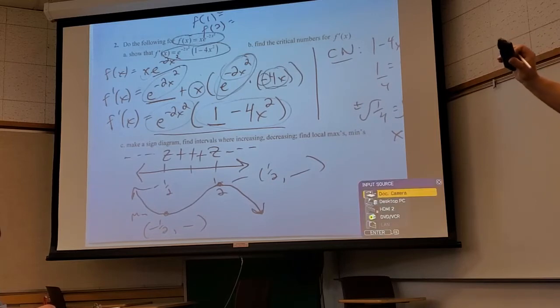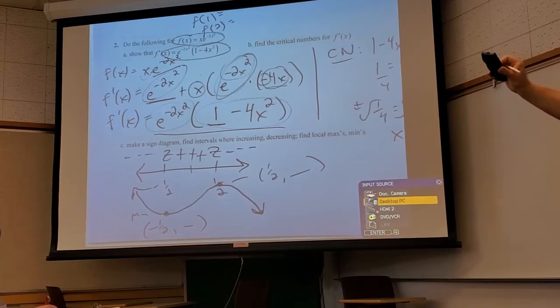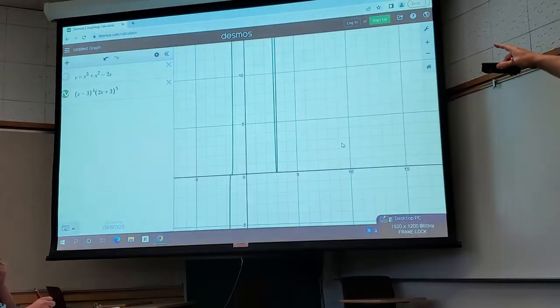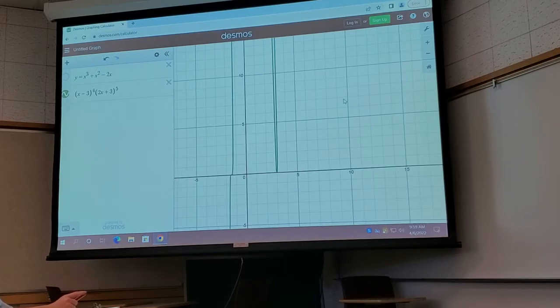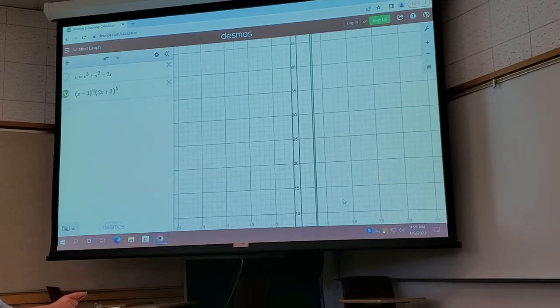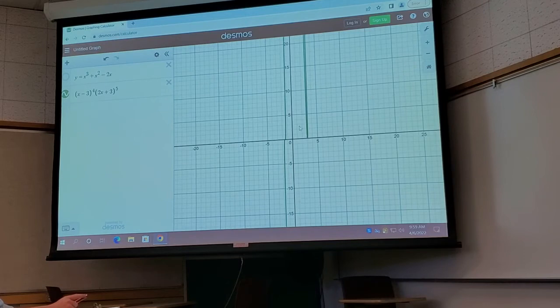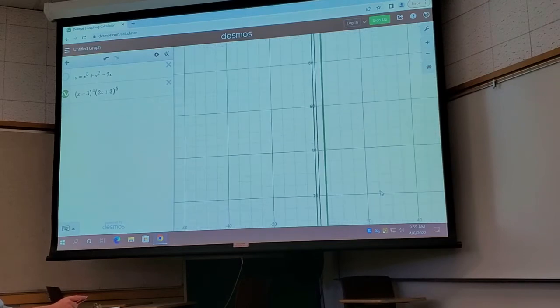I had typed into Desmos 2x minus 3, so the whole thing was looking bad. So this is better, because at 1 it was supposed to be really big, remember? And it just wasn't doing that. So here, 1 goes way up there.